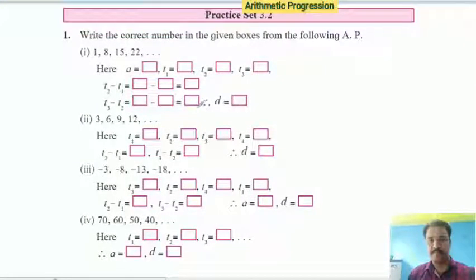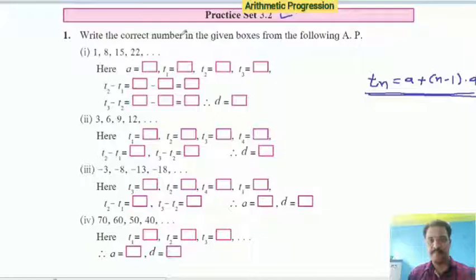Friends, in the practice set of arithmetic progression, that is 3.2, we just discussed the formula of Tn, that is Tn is equal to a plus (n minus 1) into d. So this is the formula. Now we are going to start the practice set 3.2 here.